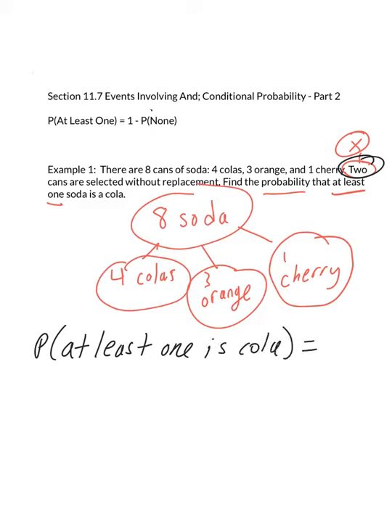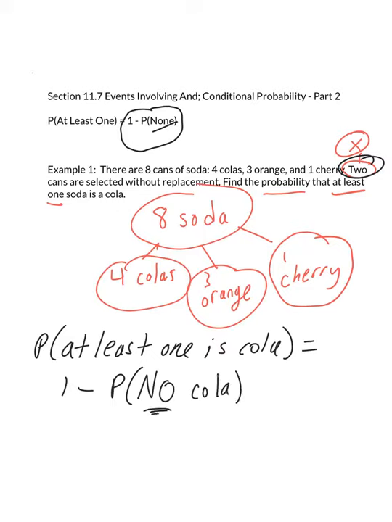Equals, using our new formula, the right-hand side of the formula, we start with the number 1 and we subtract the opposite scenario, which is none, meaning no colas. So when I say the word none, you just simply insert the word no in front of what the question's asking about. So I bring down the number 1 and the minus sign.